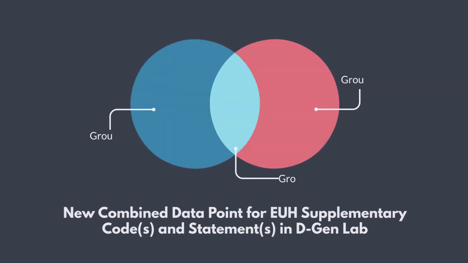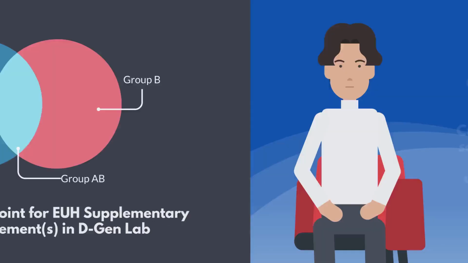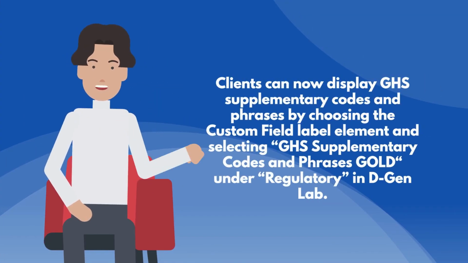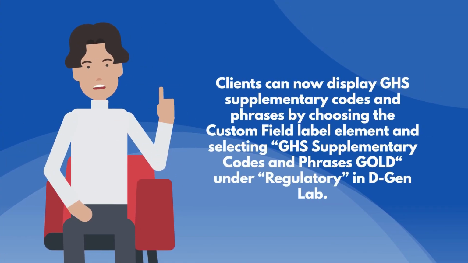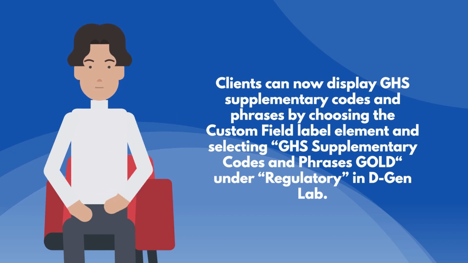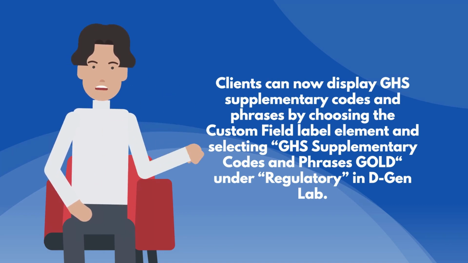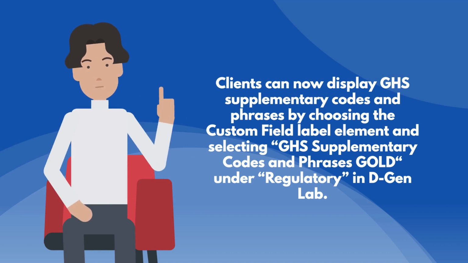New combined data point for EUH supplementary codes and statements in DGen Lab. Clients can now display GHS supplementary codes and phrases by choosing the custom field label element and selecting GHS supplementary codes and phrases gold under Regulatory in DGen Lab.